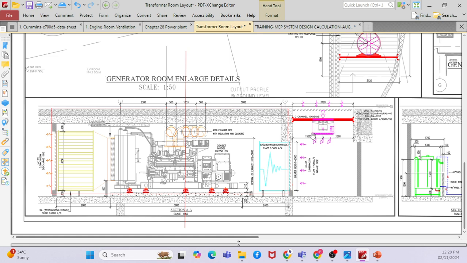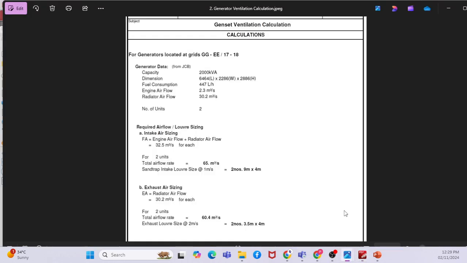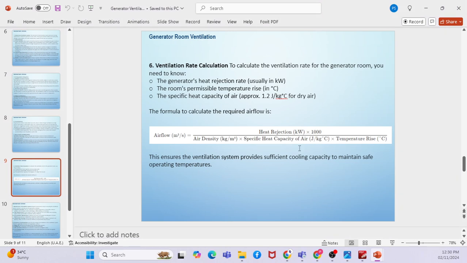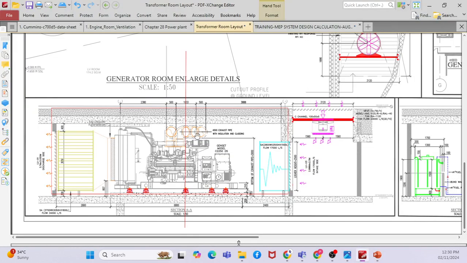So we have to add the exhaust fan, and the sizing of the exhaust fan will be engine airflow rate plus radiator airflow rate. This is my intake air sizing, so this is my intake airflow rate for the fan. This is one of the methods. If I have a heat dissipation, I can calculate the flow rate for the intake, and also for the discharge through the radiator.